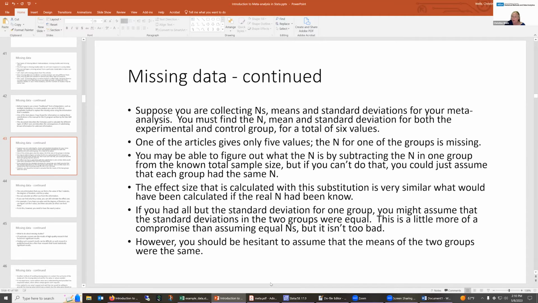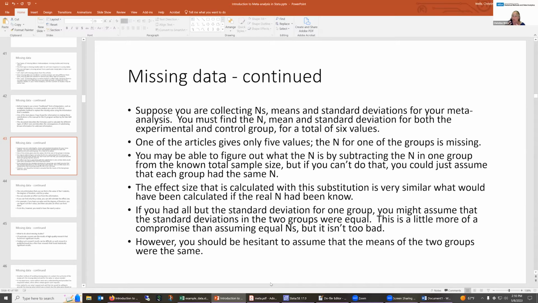If you had all but the standard deviation for one group, you might assume that the standard deviations for the 2 groups were equal. It's a little bit more of a compromise than assuming that the n's are equal, but it's not too bad. However, you should be really reluctant to assume that the means of the 2 groups were the same, right? So when you're thinking about these numbers that you have and what might be missing, substituting one number for another in some situations like n is not all that problematic. And in other situations, if you don't have both means, well, that's kind of a non-starter.